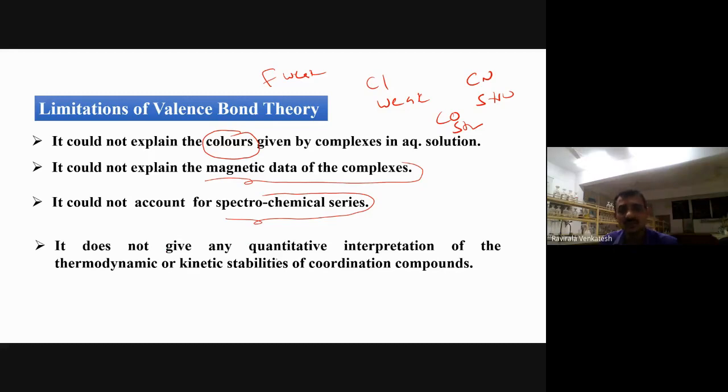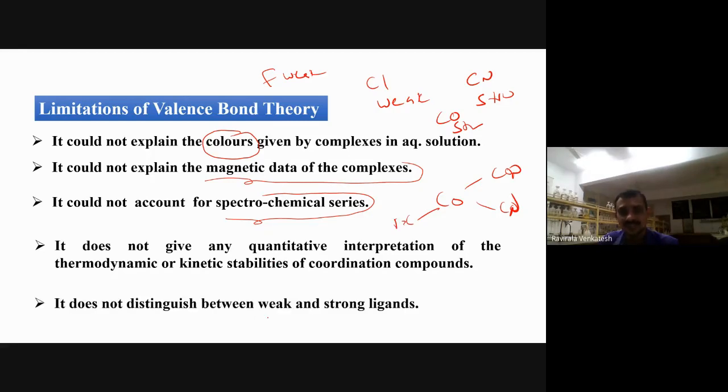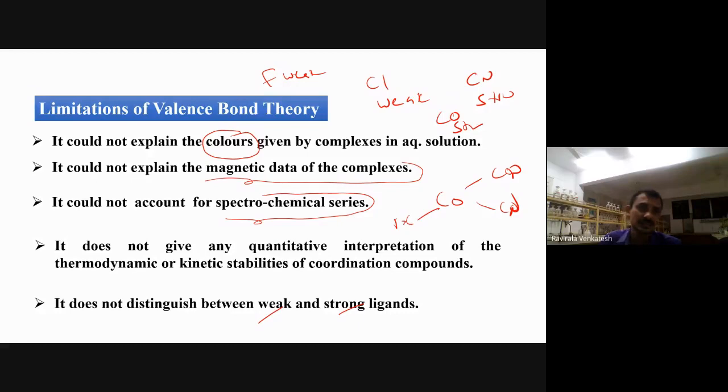It does not give any quantitative interpretation of the thermodynamic stabilities. How is the coordination compound stable, and why is it stable? For example, if cobalt is having cyanide like this, how is it stable? Stability is also not explained. It does not distinguish which is a weak ligand and which is a strong ligand. So these are the limitations. You need to remember the limitations also.